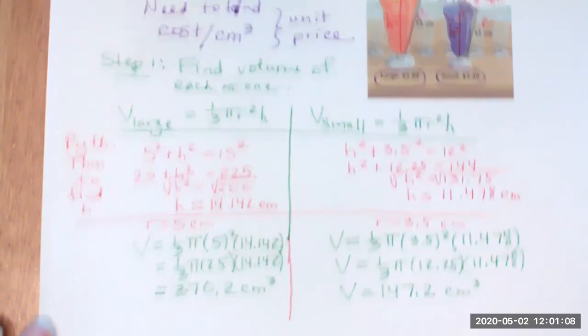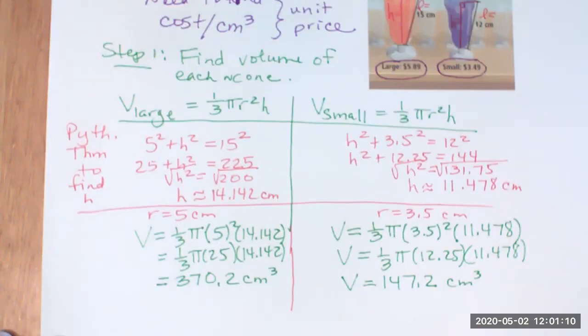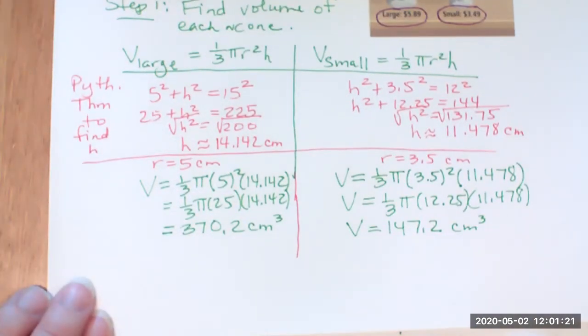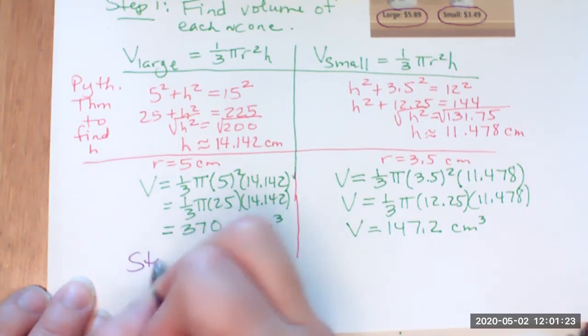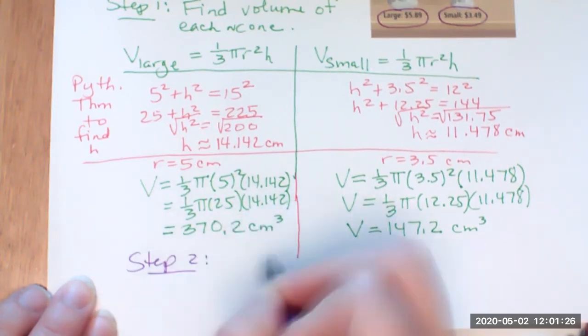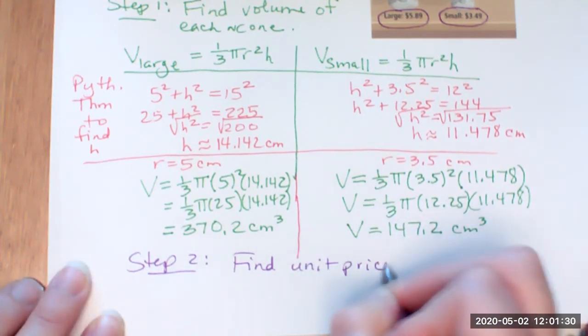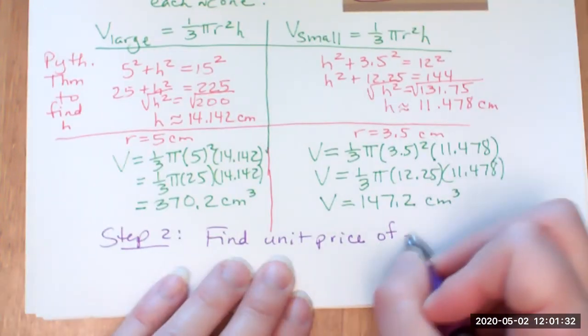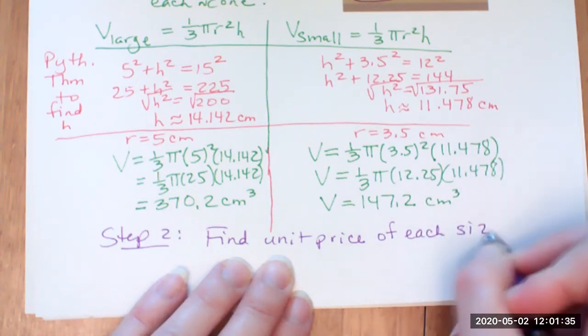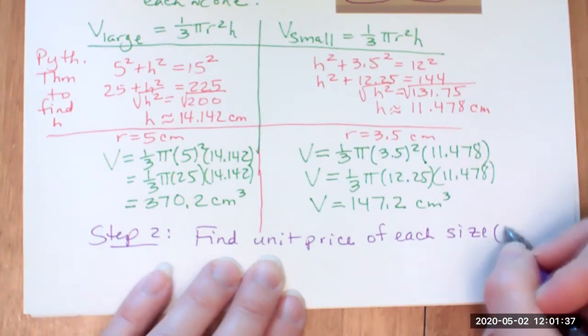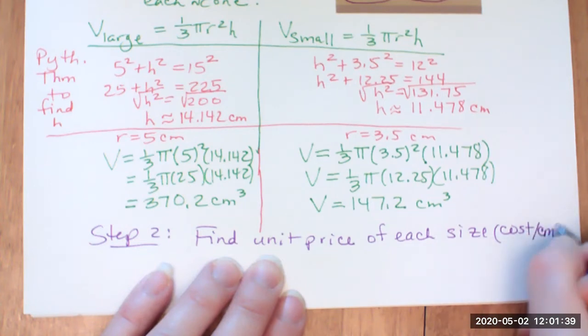So now, step 2, now that I've got the volume, I need to take the cost and divide it by the volume to get the unit price, to figure out which size is a better deal. Okay? So, step 2 is to find the unit price of each size, which is the cost per centimeter cubed.